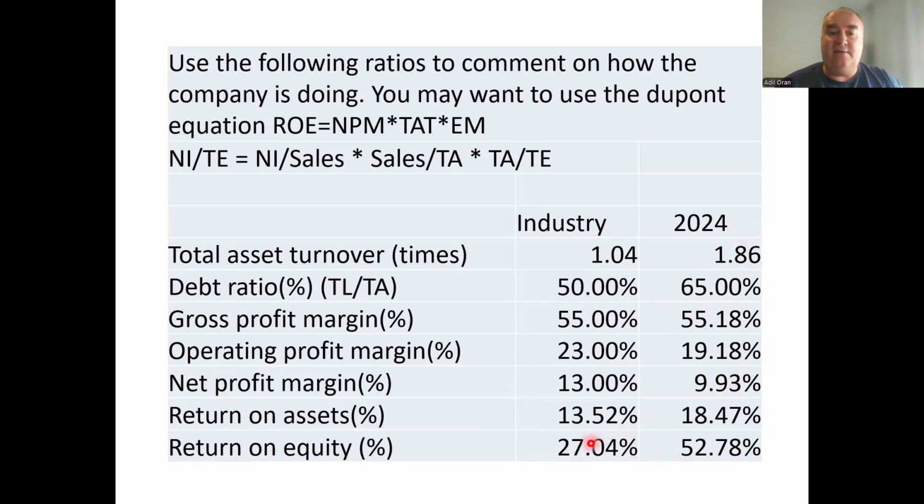And what we find is that the return on assets of the industry is 13.52%. And for the company in 2024, it is higher. It is 18.47. So the company has an advantage in ROA, and in ROE, the story becomes even more interesting. The industry has 27.04% return on equity, while the company has 52.78.